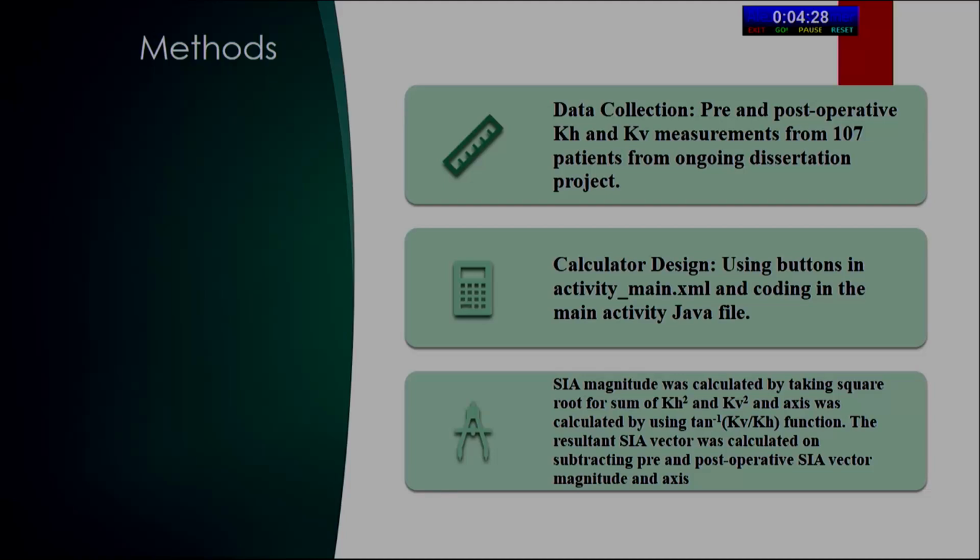The calculator design, the buttons and the interface, was made using activity_main.xml, and the coding was done in a Java file. SIA magnitude was calculated by taking the square root of the sum of KH squared and KV squared, and axis was calculated using the law of cosines, its tan inverse function, KV by KH. The resultant SIA vector was calculated by subtracting pre and post-operative SIA vector, magnitude and axis.